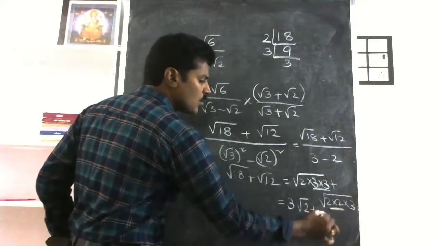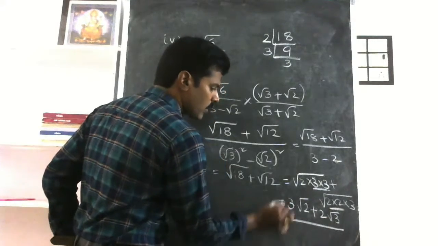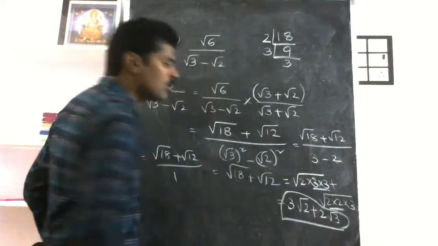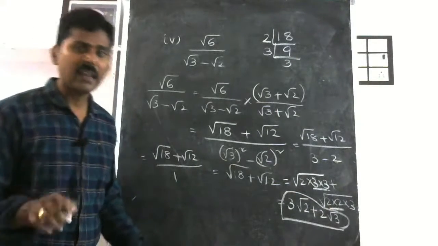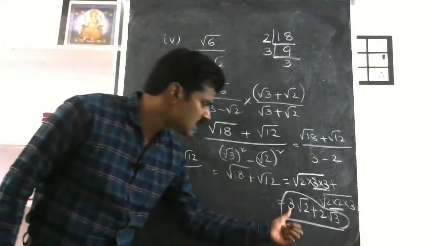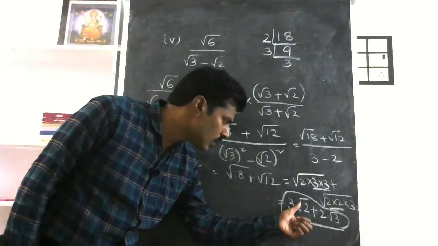Again, in the 2 into 2, I will get 2 outside, and 3 will remain in the square root. So I will get the answer 3 root 2 plus 2 root 3. That will be the final answer. And here I am mentioning, this is 3 root 2. We should not put this 3 into the root.